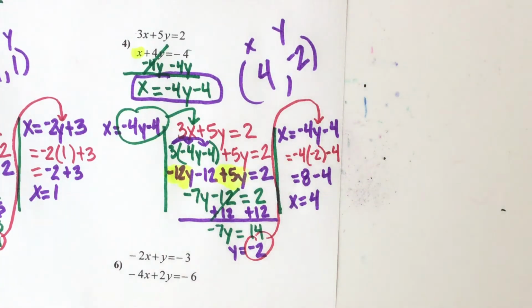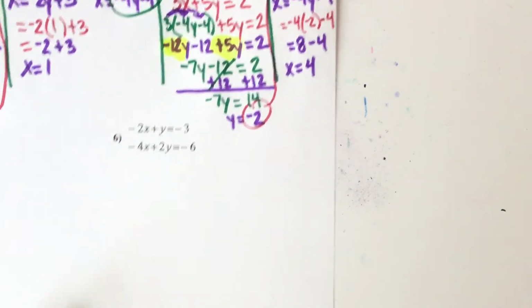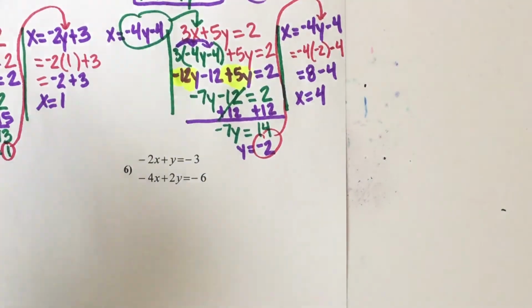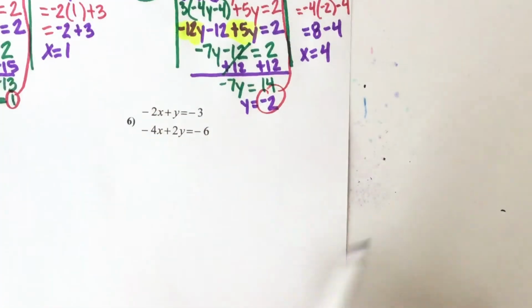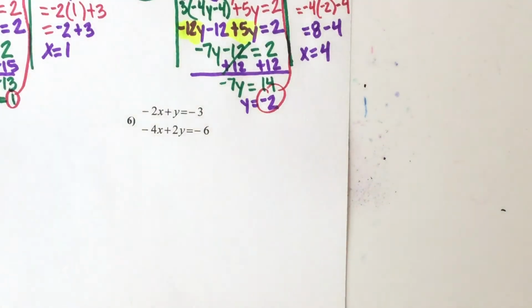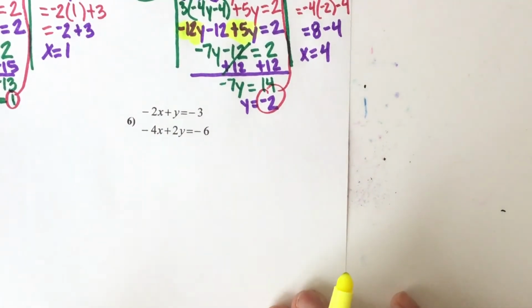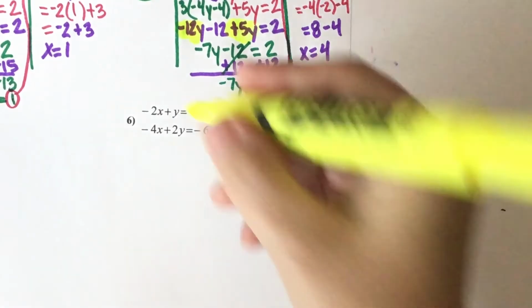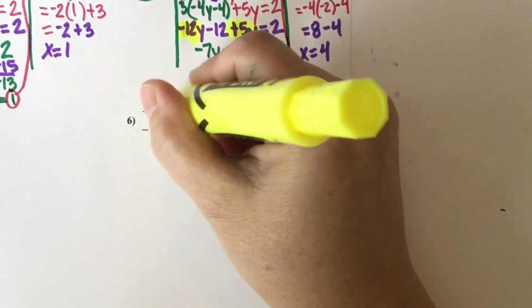Okay, let's look at number 6. I'm skipping number 5 right now. Let's go to number 6. Is it substitution ready? Do we have a variable by itself? We do not. There is not an x by itself or a y by itself. So now search for the variable that has the 1 in front. And here it is. It's this top y.